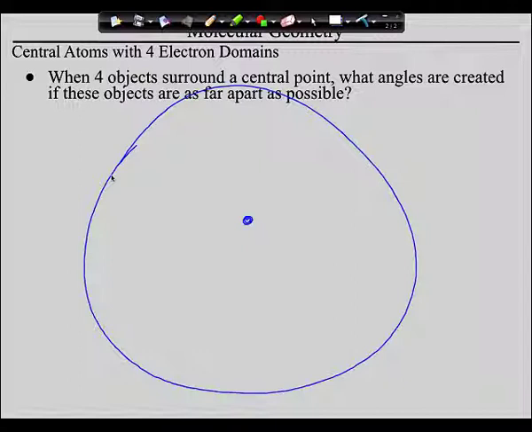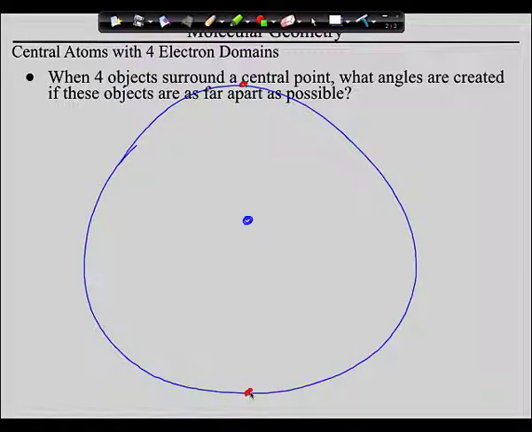So guys, 4 points. You ready? So here's 1 point. This is our central point. Let me even change colors if it'll let me. So guys, here is 1 point. Where would I put a second point to get it as far away from that one as possible? Down here, right?